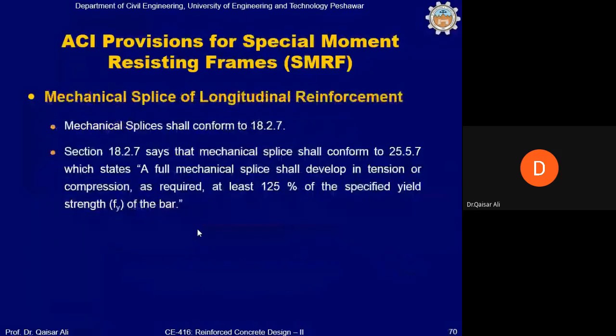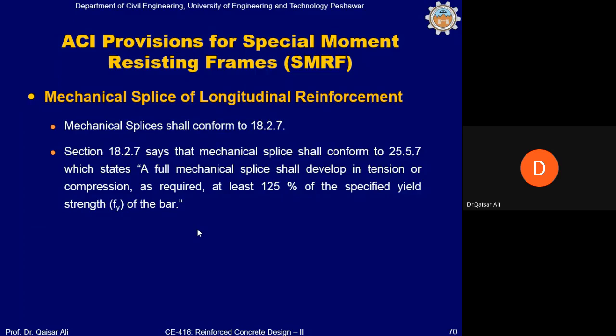Mechanical splicing is allowed. Mechanical splicing means if splicing is not done through lapping of bars, and if it is required to be spliced through some mechanical arrangement, then even then this criterion shall be fulfilled: mechanical splicing will be allowed in those locations where lap splice is allowed. However, there is another requirement for mechanical splicing, that a full mechanical splice shall develop in tension and compression at least 125% of the specified yield strength of the bar.